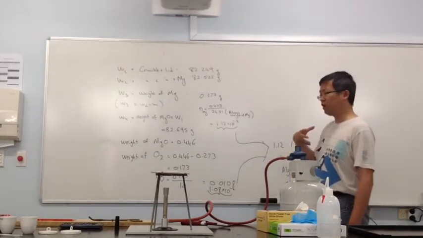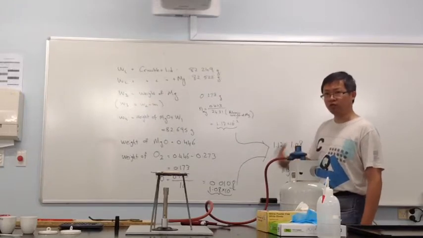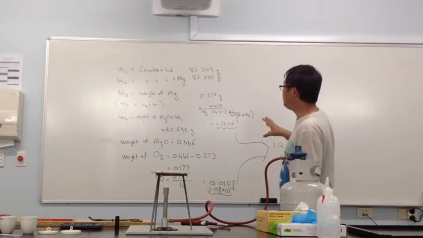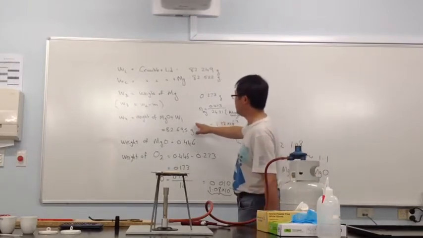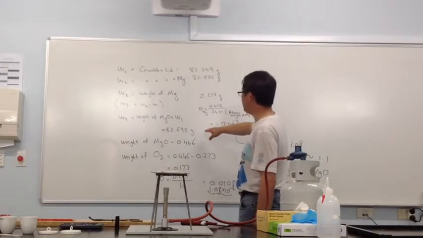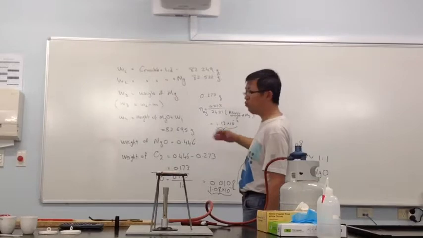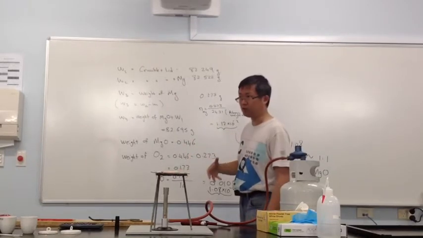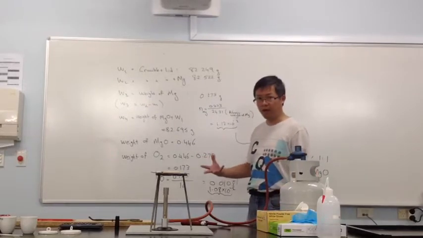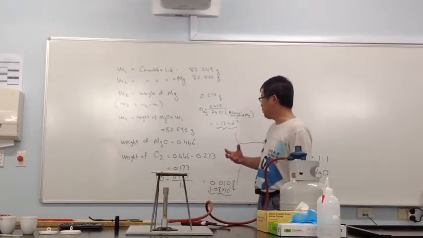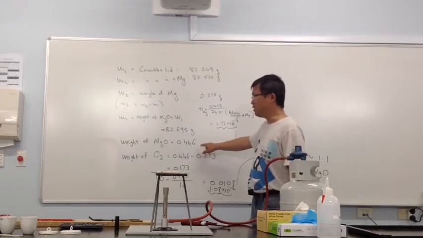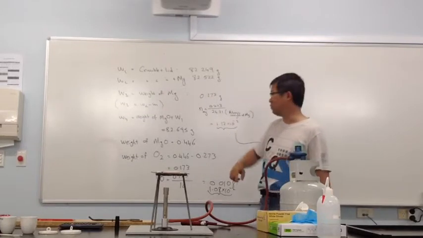Next, we can identify the number of moles of oxygen in the compound. Looking at this figure up here, the weight of magnesium oxide plus the crucible and lid gives you 82.695. So if you want to find out how much magnesium oxide was in the crucible at the end of the reaction, all you have to do is subtract the mass of the crucible and its lid, which gives you a figure of about 0.446. Now this is magnesium oxide, not the oxygen in the magnesium oxide.